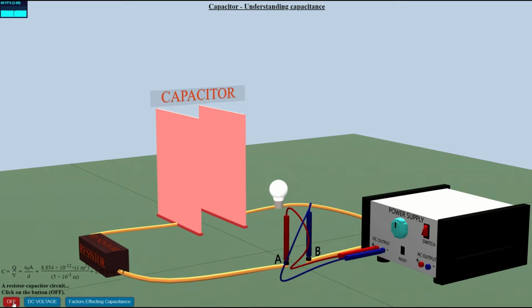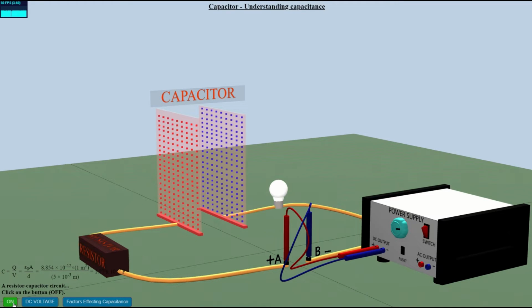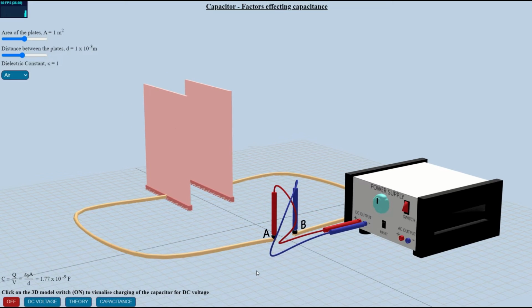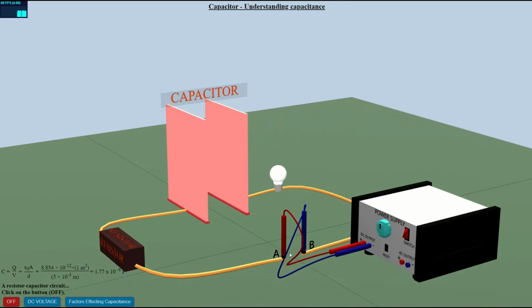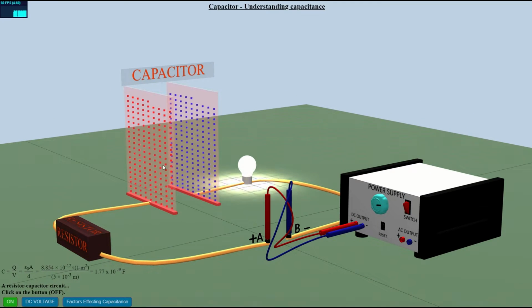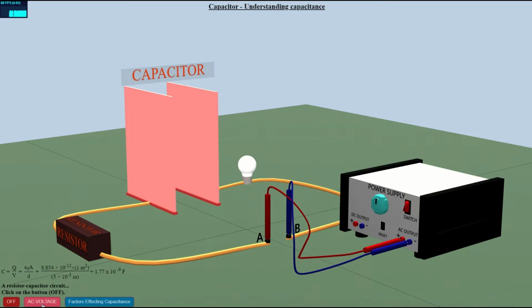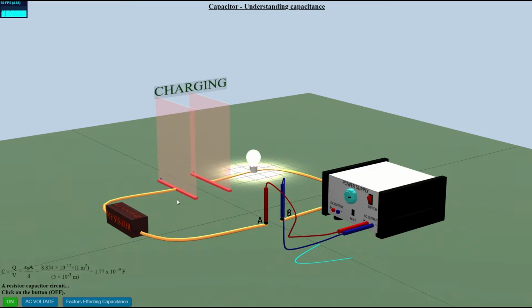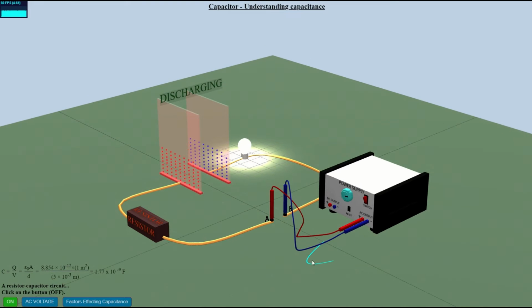Welcome to today's video on capacitors and capacitance. In this short video, we will explore what capacitors are, understand capacitance, and learn about their charging and discharging process using interactive 3D simulations. We will also discuss the presence of capacitors in both AC and DC circuits.